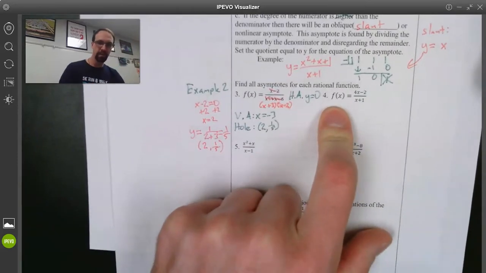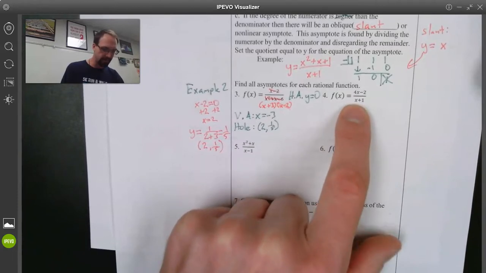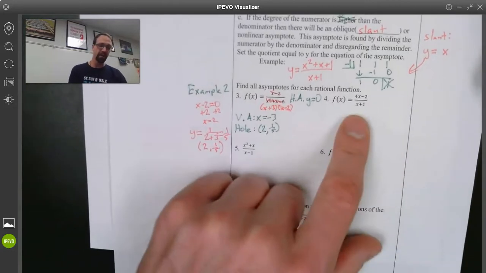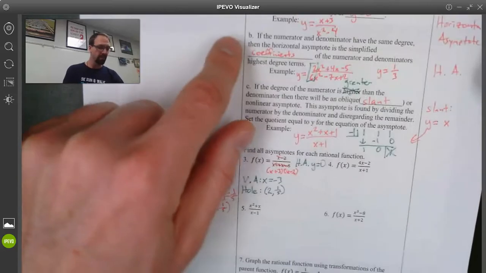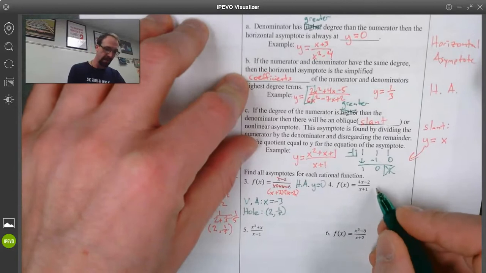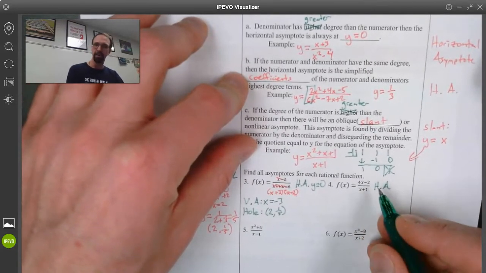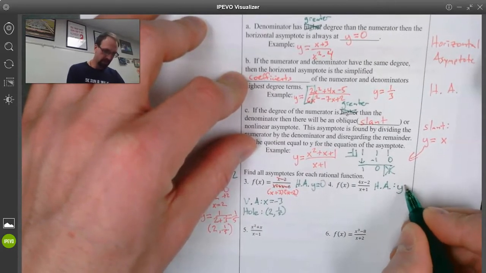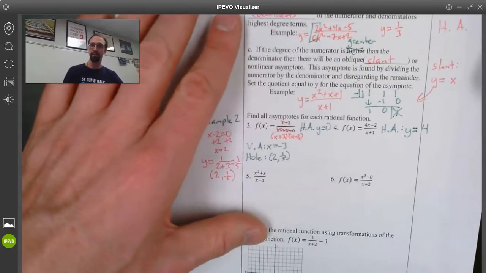Number 4. So what we have here looks like I can factor. Looks like I'm in standard form. That's good. So now I just check the leading coefficients. The degrees are the same, so this is scenario B from here. So now I just simplify the leading coefficients, and that's going to be my horizontal asymptote. If I simplify 4 divided by 1, that's going to just give me 4. So I have a horizontal asymptote at y equals 4.